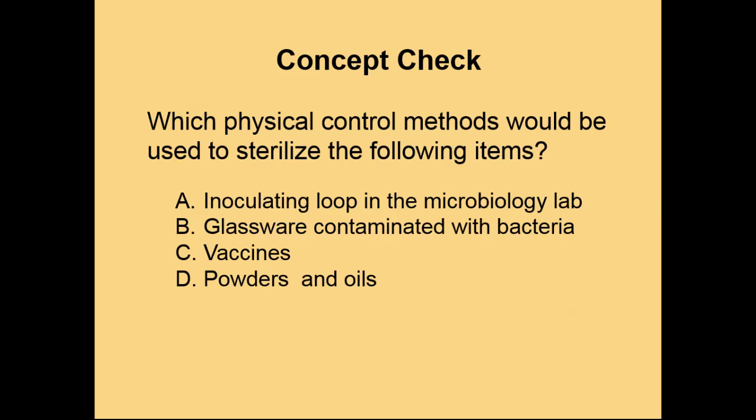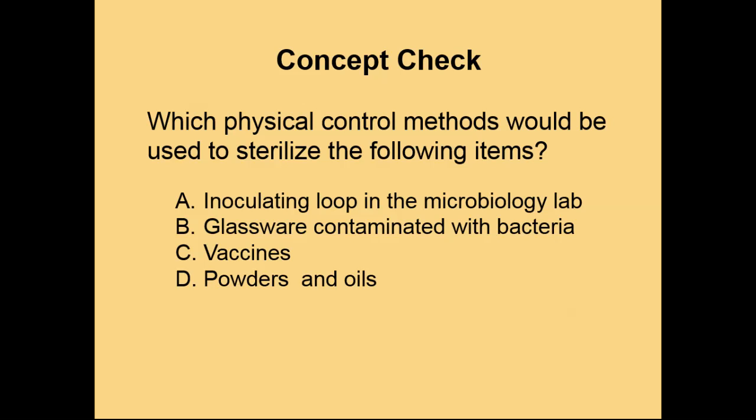For the inoculating loop, you would absolutely run it through a Bunsen burner and use flame incineration to sterilize it. For glassware contaminated with bacteria, you would take that glassware and you would put it in either an autoclave or a dry heat oven. Both would work to sterilize it and decontaminate it.